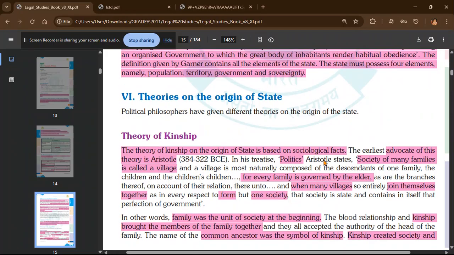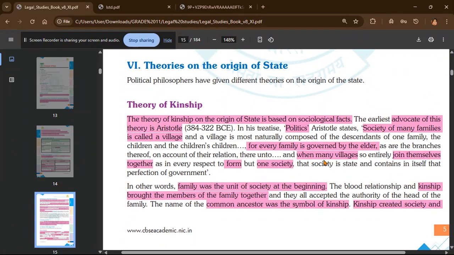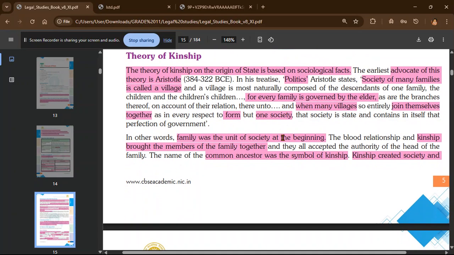Next, you have theories on the origin of state. So, political philosophers have given different theories on origin of state. So, you have mainly theory of kinship, patriarchal theory, matriarchal theory, divine theory, and social contract theory. So, you have 5 theories. But in the last theory, that is your social contract theory, you have different ideologies by 3 philosophers. First, you have Thomas Hobbes, then John Locke, and then Jean Jacques.